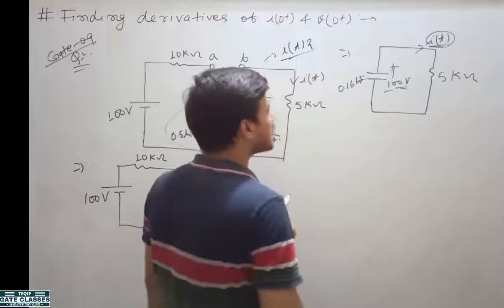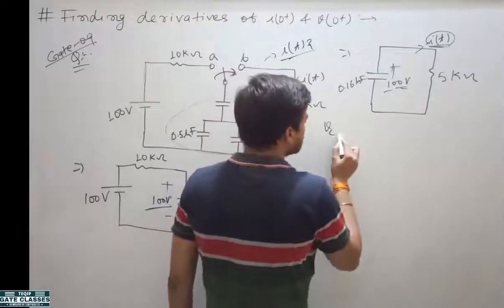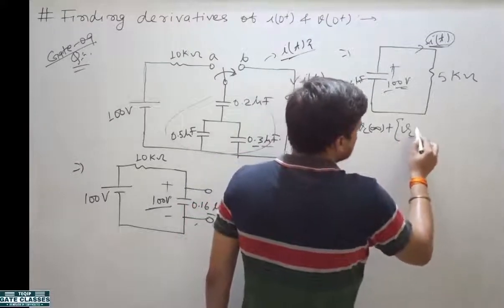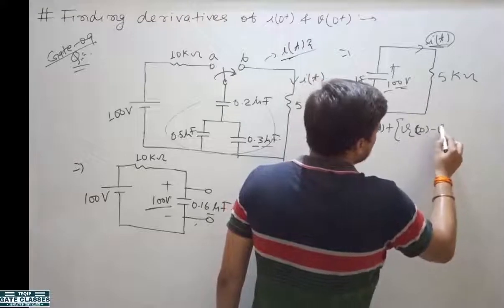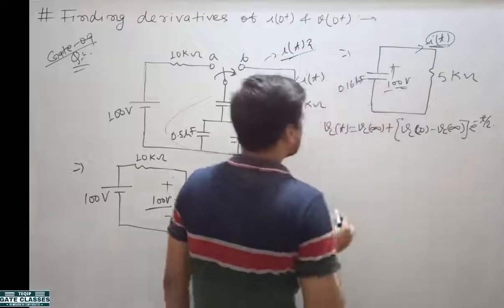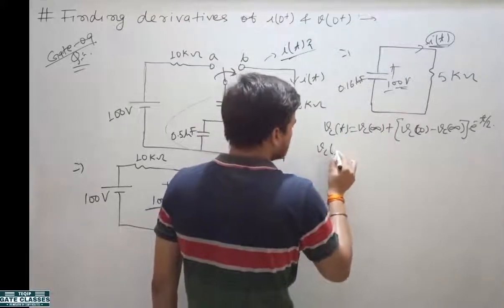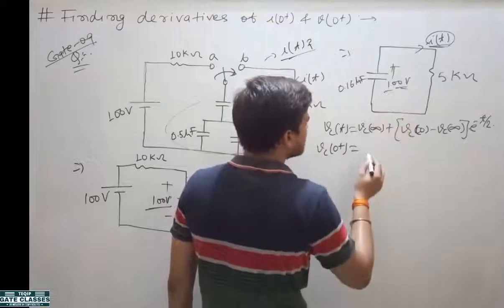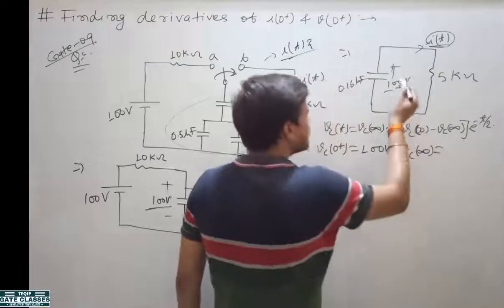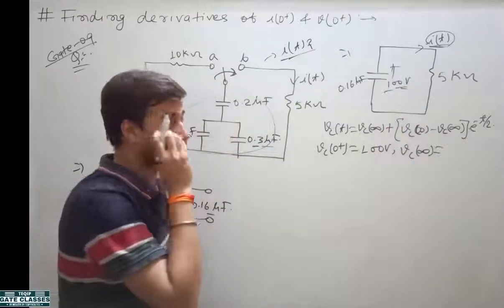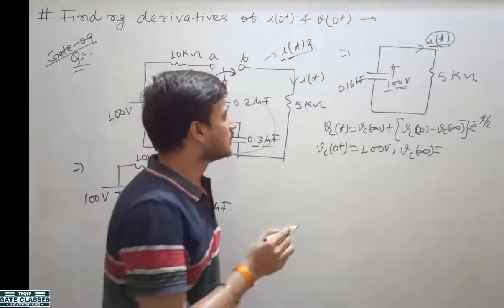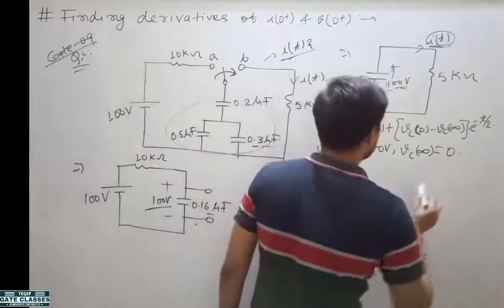So what will be the expression for VCT? VCT will be VC infinity plus VC0 minus VC infinity into e to the power minus t by tau. VC0 plus is equal to 100 volt. VC infinity, infinity means what? When the time t reaches infinity, the capacitor will be completely discharged. When the capacitor is completely discharged, its voltage will become 0.